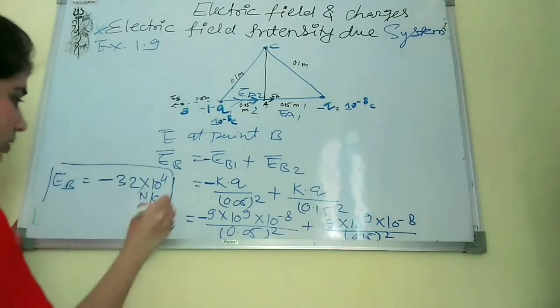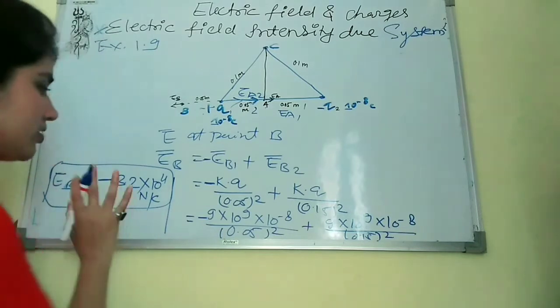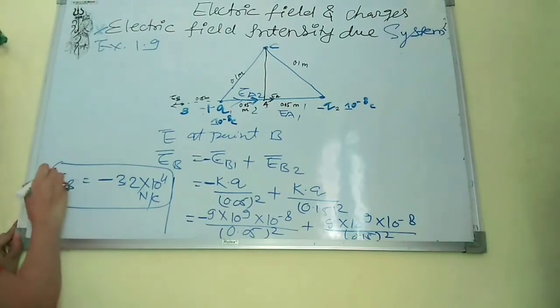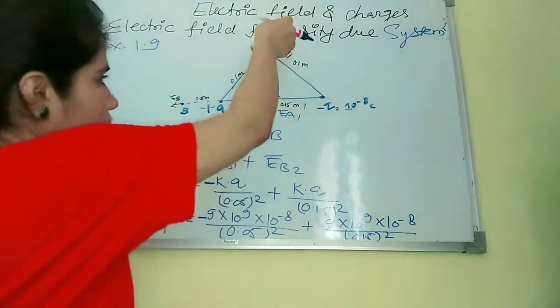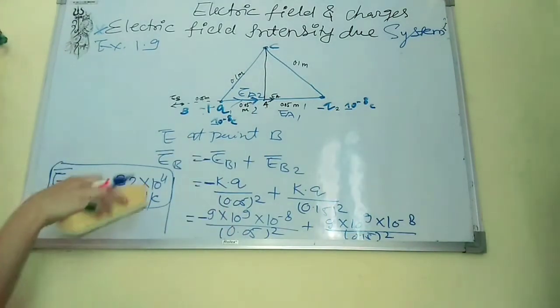Just calculate and check whether the answer is correct or not. Okay, so this will be the electric intensity at point B. Now we will see the electric intensity at point C. Just take a screenshot and I'm going to rub it.